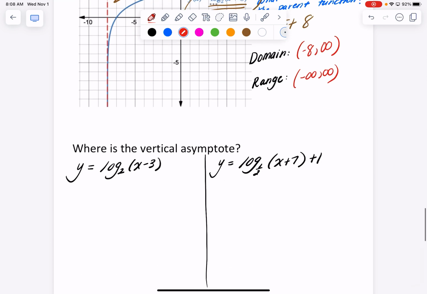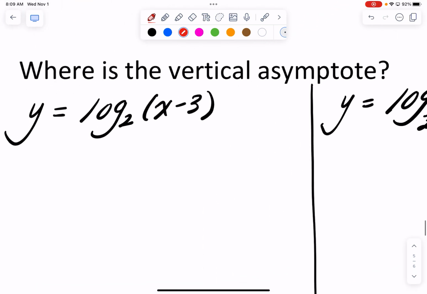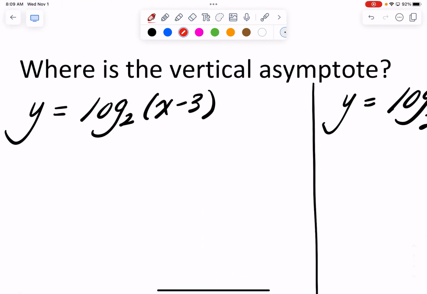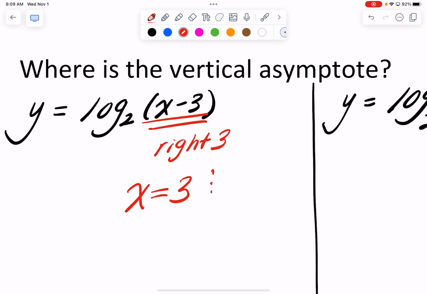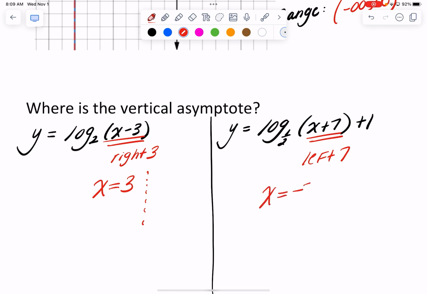Okay. All right, so right here, literally they're just going to ask on the homework, where is the vertical asymptote? So it's your shift left and right. So what is it? Isn't it right 3? So you'd say it's at x equals 3. Everybody good? All right, right here, you would say, okay, what's the shift left and right? Left 7. So that's your new asymptote. You'd say x equals negative 7. See how easy that is? You guys feeling okay about that?